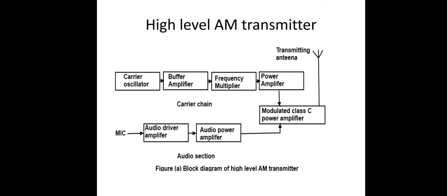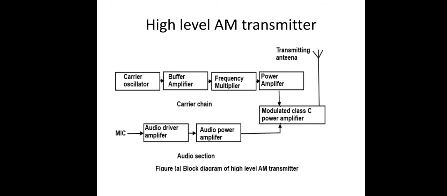There is a carrier generated by using the crystal oscillator. It is first amplified. The blocks are the carrier oscillator, buffer amplifier, frequency multiplier, power amplifier, and the mic, audio driver amplifier, audio power amplifier, and the last one is the carrier chain of these circuits. The mic means the modulating signal is applied at the input.